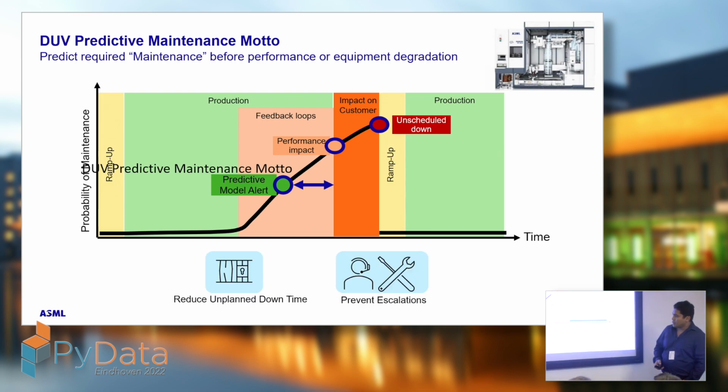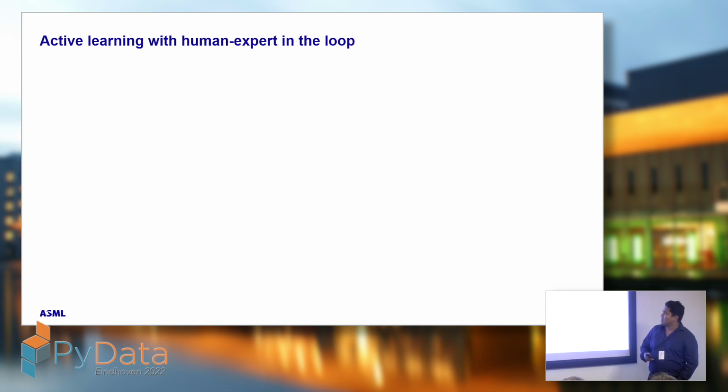So why do we do that? Of course, we want to reduce the unplanned downtime at the customer, and we also want to prevent escalations. We have many smart engineers, but it's never sufficient because when there is an escalation, we have to start working on it because we need to bring the machine back to production. If you know in advance, we can prevent some of these things.